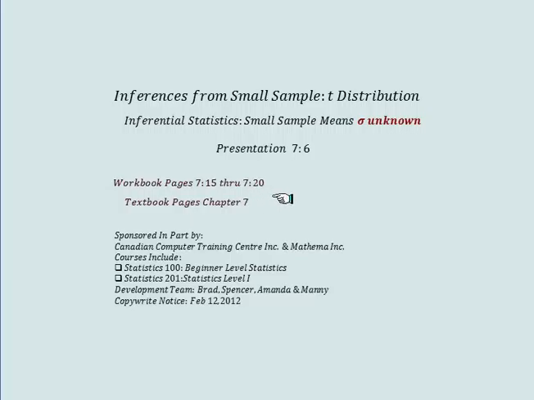Hello once again, this is presentation 7.6. The topic is the t-distribution, inferences from small samples when sigma, the population standard deviation, is unknown. We want to recognize the development team of Brad, Spencer, and Amanda.